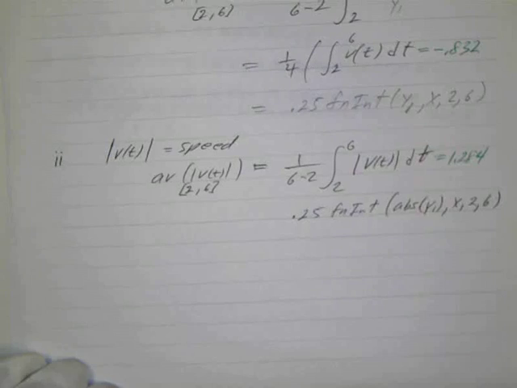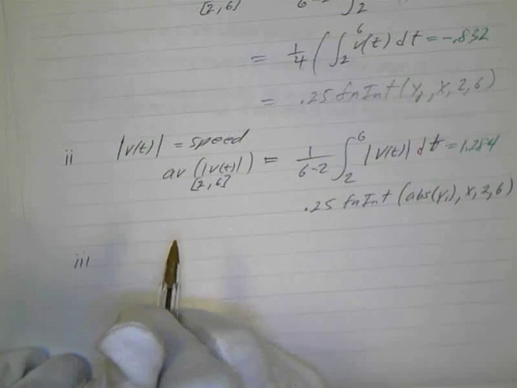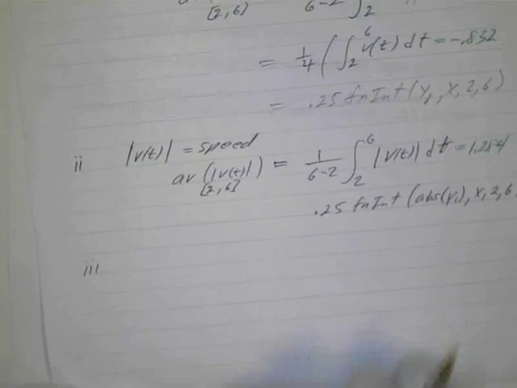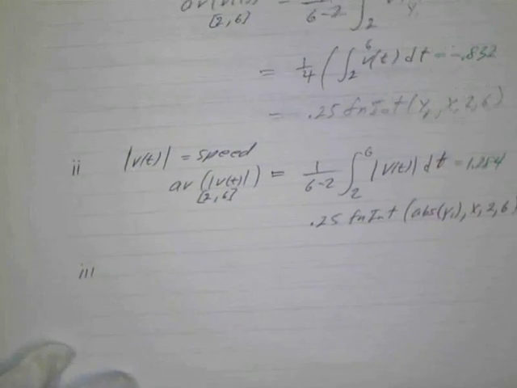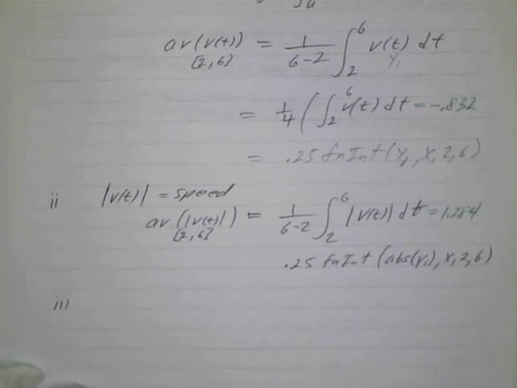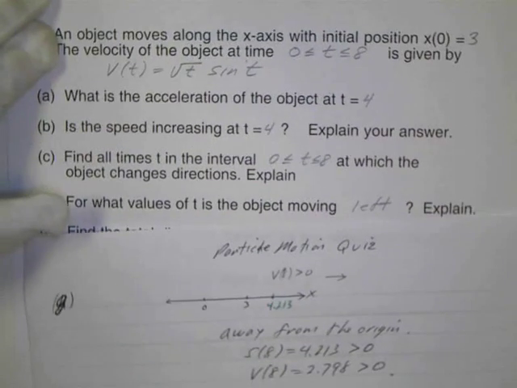All right, the last one. We want to find the average acceleration. Now this is where sometimes we have some issues. How do we find the acceleration? Well, we have to do the same thing for the acceleration. Now we don't have an acceleration function. We do have a velocity function. We were given the velocity function. And we do have the initial position.